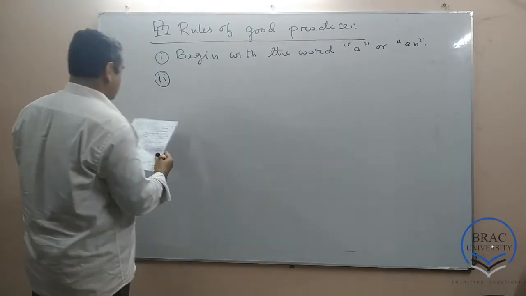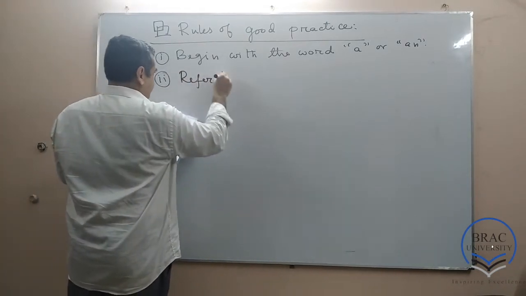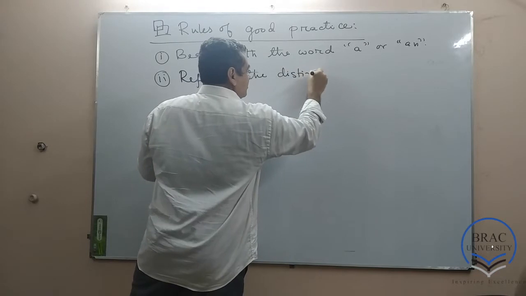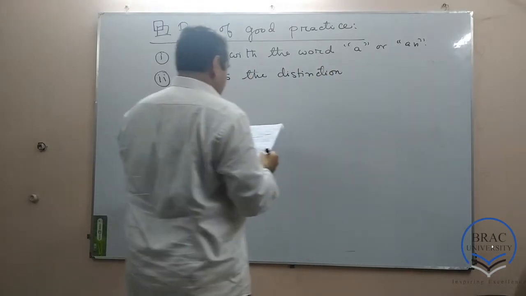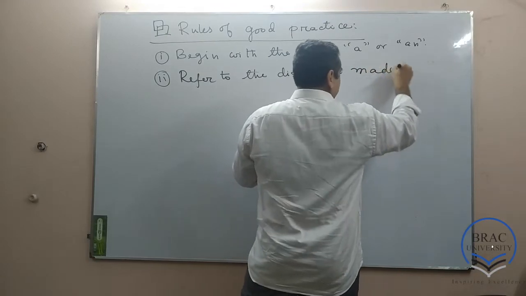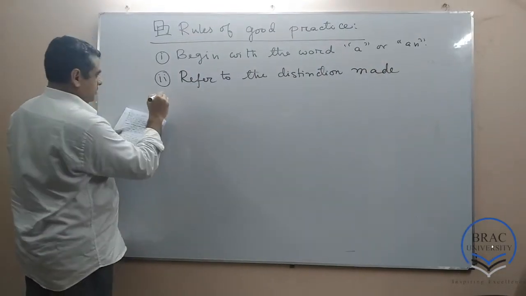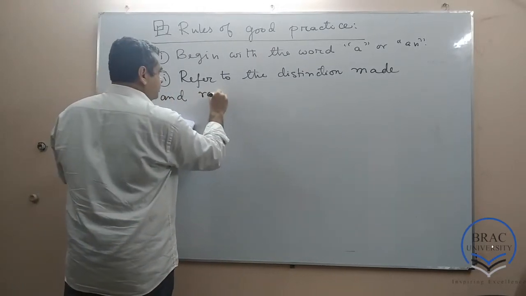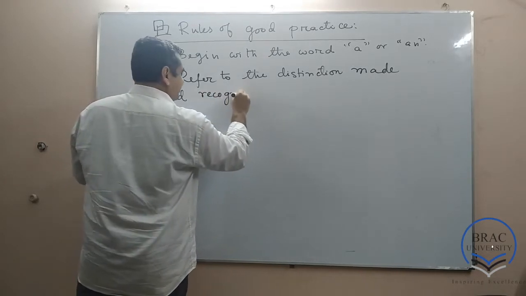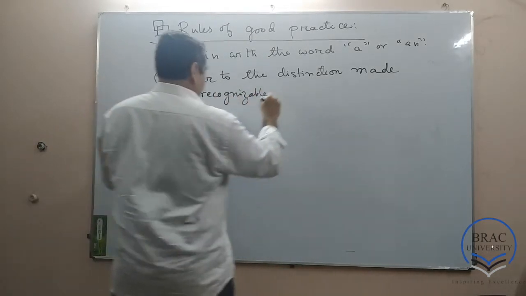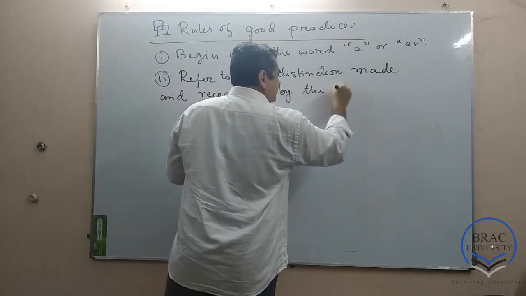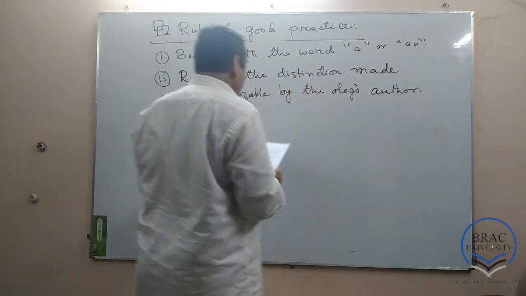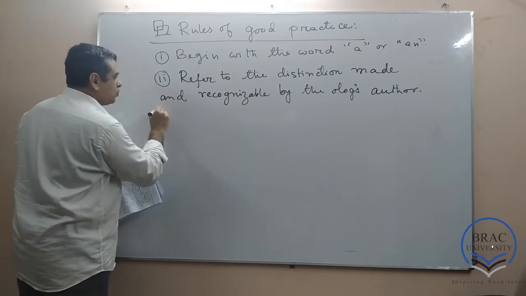Second rule is to refer to the distinction made and recognizable by the Olog's author. For example, for the second rule, we give an example.